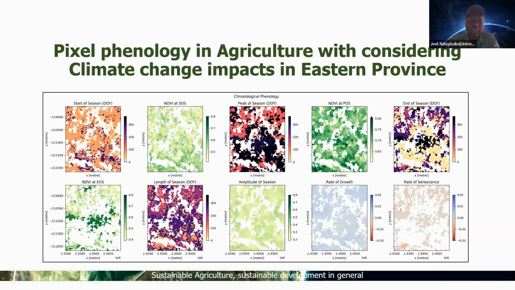We have seen that our season has been characterized by availability of consistent vegetation. You can even see the rate of growth. At the rate of growth, we observe that our area has increased from start of season to the end of season. So here, you can even measure the amplitude of season, and even the rate of senescence.